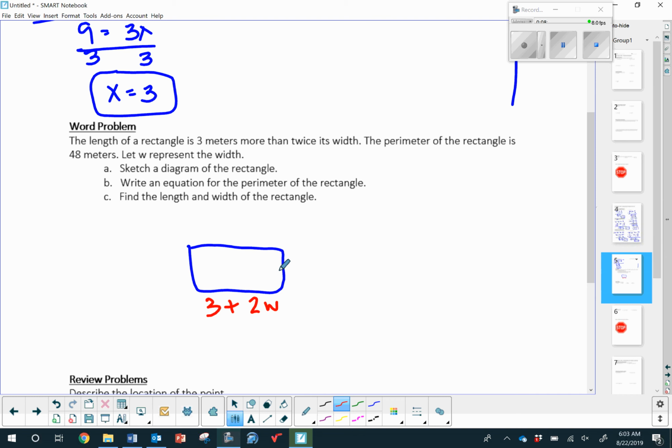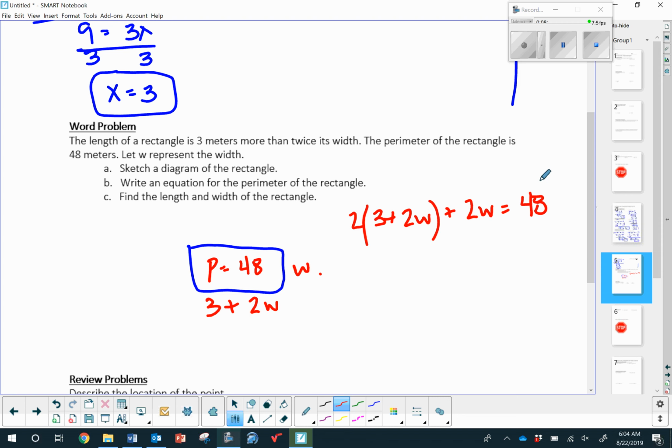So that's an expression I can write for the length. And then it says, let W represent the width. We know the total perimeter is 48 meters. So we're going to have, there's 2 of the length, so 2 times 3 plus 2w plus 2 of the width equals, you guessed it, 48.